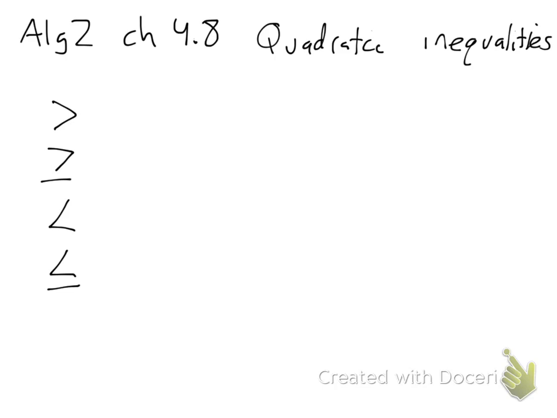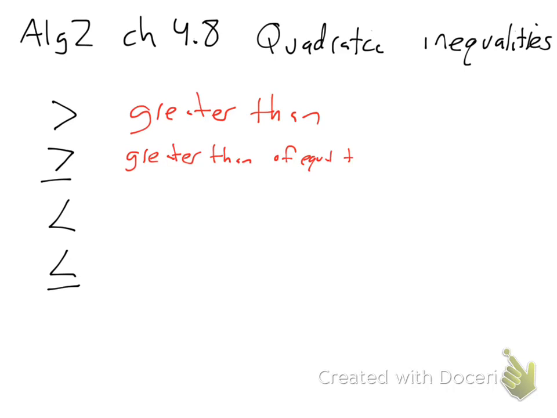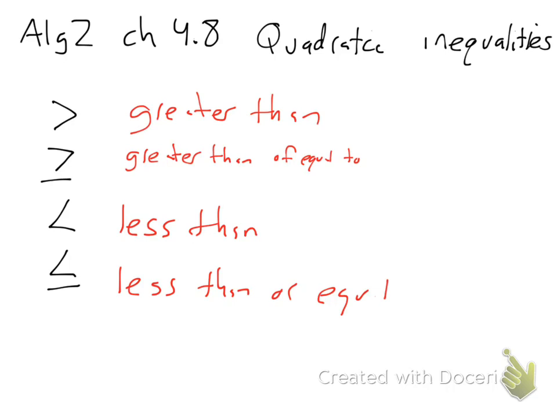So the first thing I need to talk about when we have inequalities is, what are these symbols and what do they mean? So the first one is greater than. The next one is greater than or equal to. The next one after that is less than. And the last one is less than or equal to.